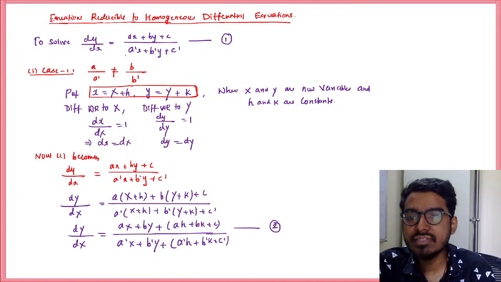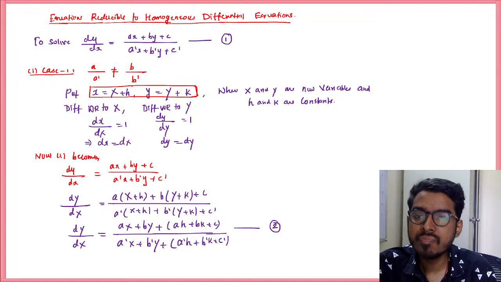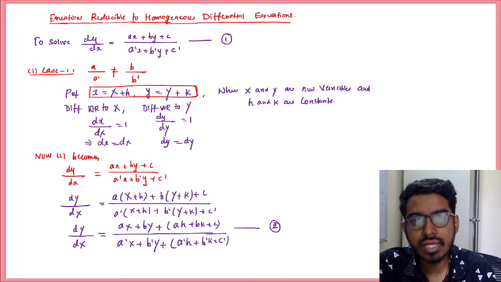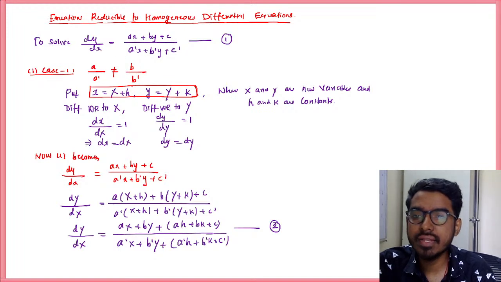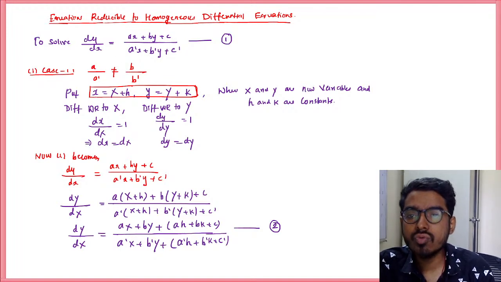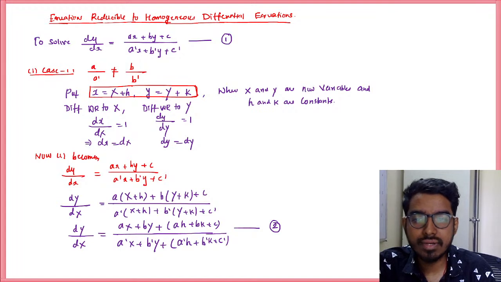There are two cases. Case one is a by a dash is not equal to b by b dash. This class we are going to discuss only case 1 and then we are going to do problems on case 1. So whenever we have a by a dash not equal to b by b dash, you put small x equal to capital X plus h, small y equal to capital Y plus k. So therefore, your small dx will be capital dx, small dy will be capital dy.